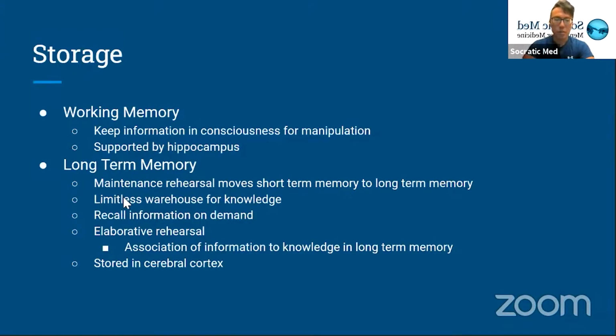And elaborate rehearsal is when you associate information that you learn with knowledge that you already have in your long-term memory. It's kind of like semantic encoding, where if this information relates to something important that you have in your long-term memory, you'll be able to memorize it easier, just because you placed meaning on it.